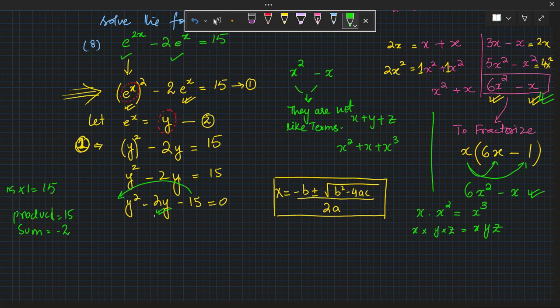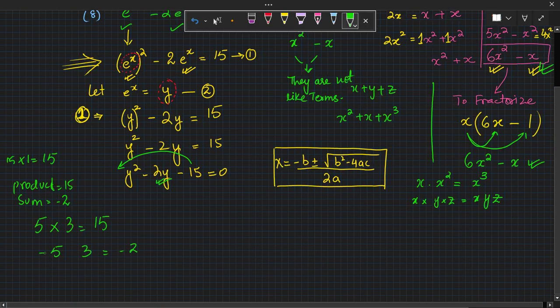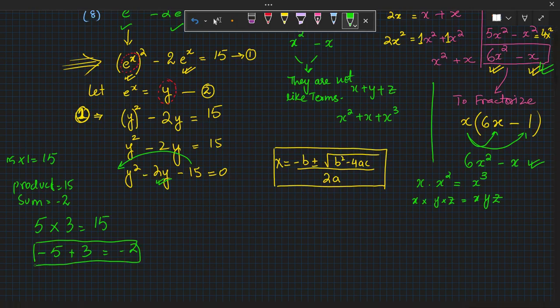If you multiply 5 and 3, will you get 15? Yes, sir. When you sum them, will you get minus 2? How can you get minus 2? The minus sign should be given to 5, and the positive sign is going to be for 3, right? So that you get minus 2. Are we getting the two numbers which sum to minus 2 and whose product is 15, right?